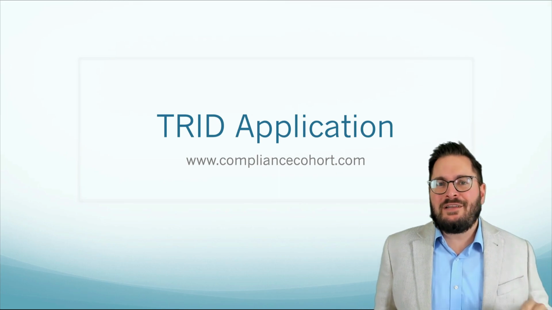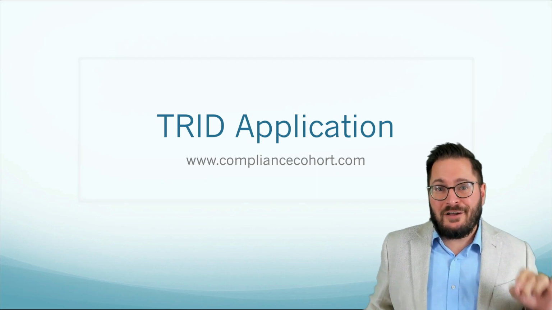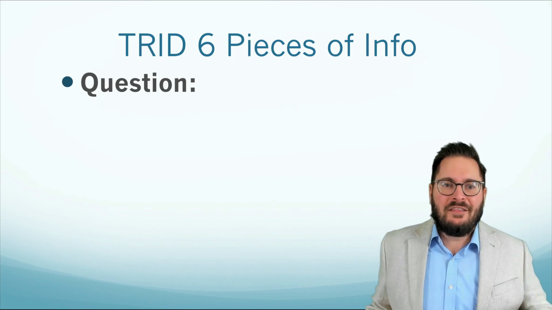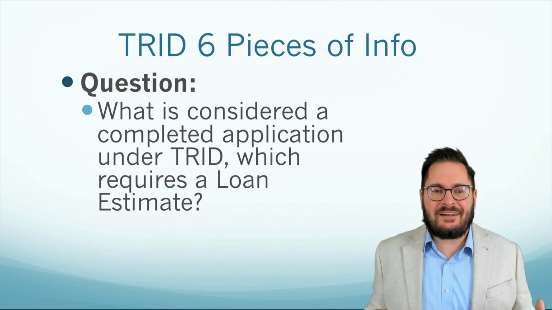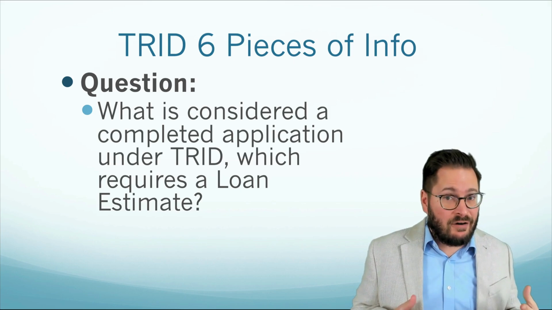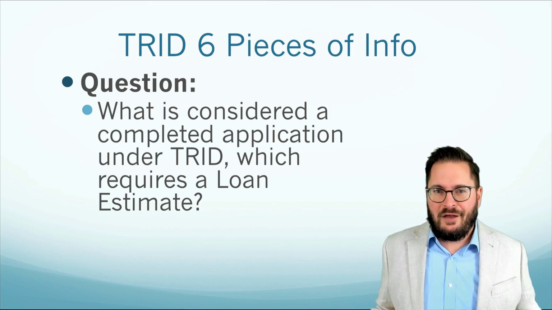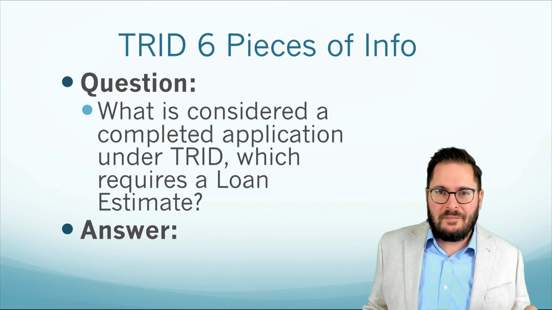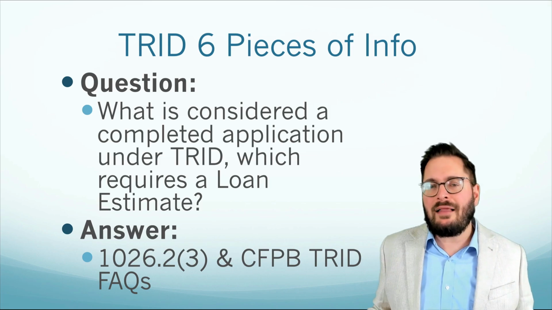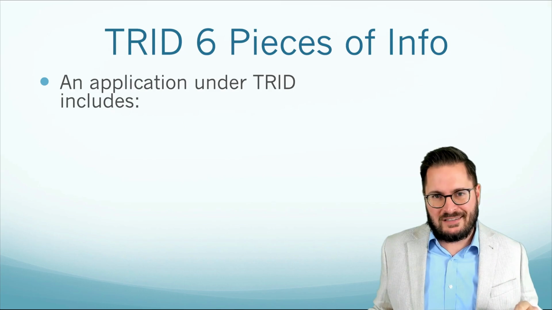This compliance clip is going to talk about the 6 pieces of information required for an application under TRID. So we're looking at Regulation Z. Now, the question we have here is, what is considered a completed application under TRID, which of course would be the trigger and requirement for a loan estimate? So in other words, what triggers a loan estimate? Well, the answer to this, of course, comes from Regulation Z, Part 1026.23, as well as the CFPB's TRID frequently asked questions.